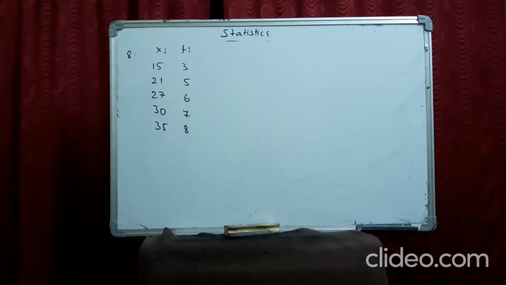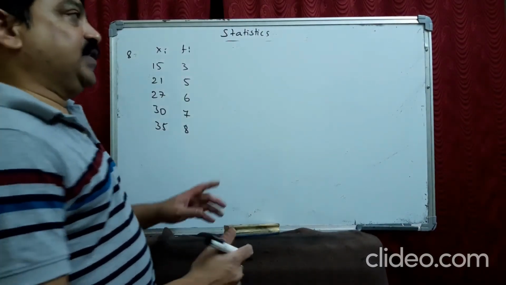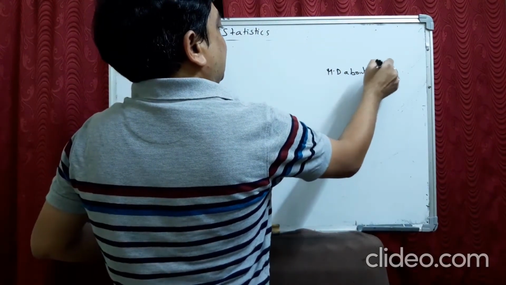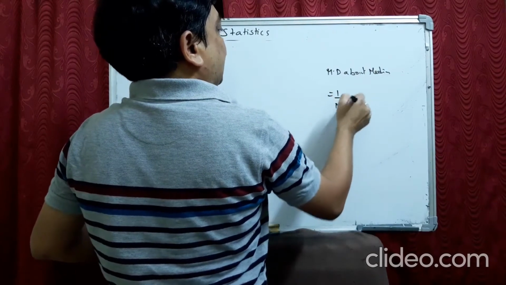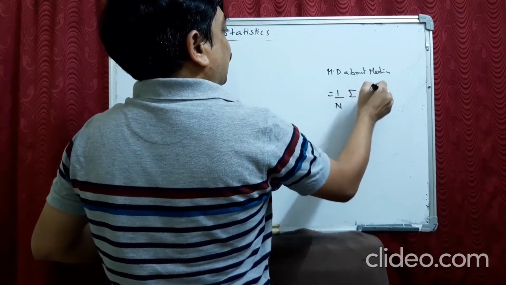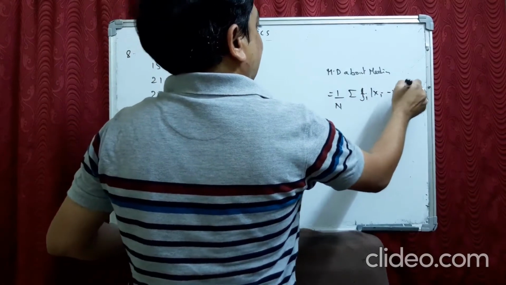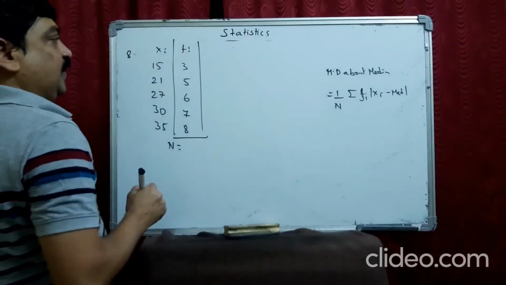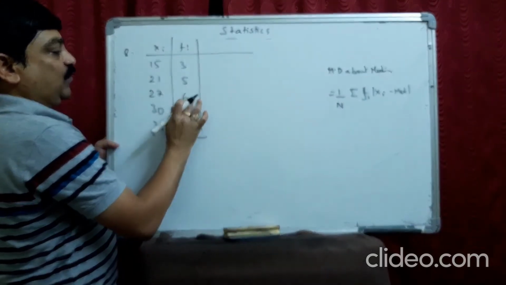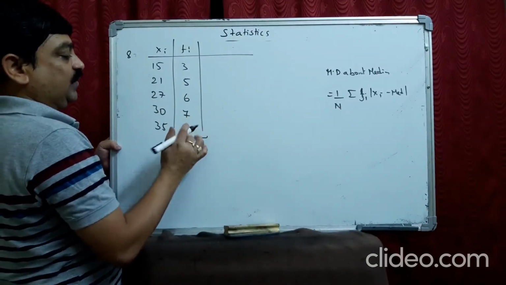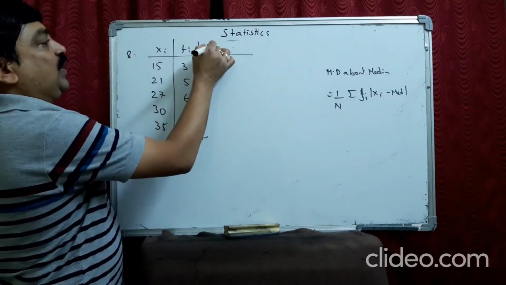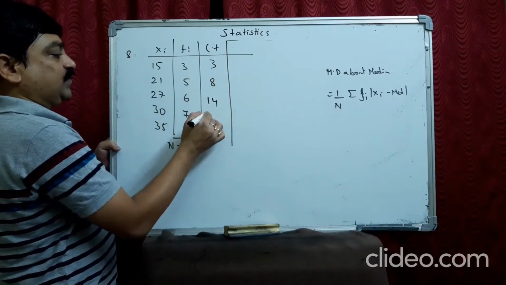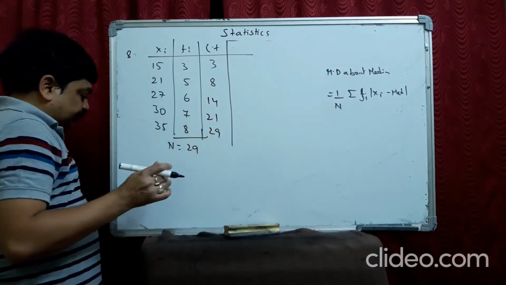This problem is also the same: find the median and the mean deviation about the median. So let us find 1 by n sigma f_i into mod x_i minus median. First of all, capital N is required here for the median. When you add these, 3 plus 5, 8, plus 6, 14, plus 7, 21, plus 8, 29. Now the cumulative frequency: 3, 3 plus 5, 8, plus 6, 14, plus 7, 21, plus 8, 29.